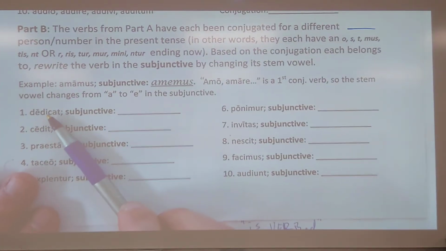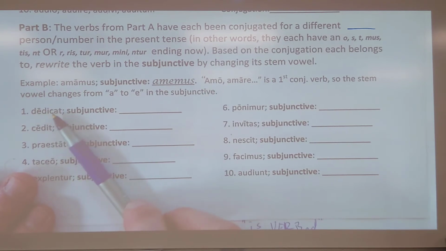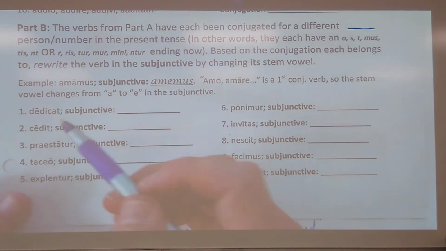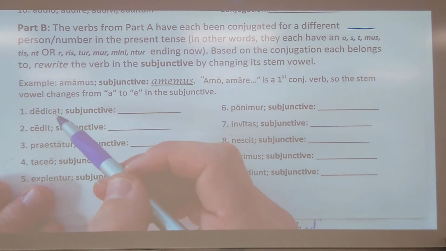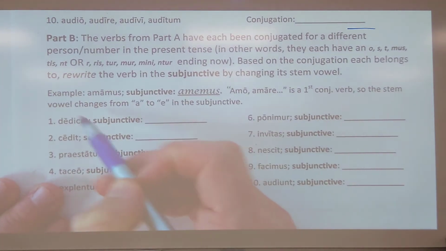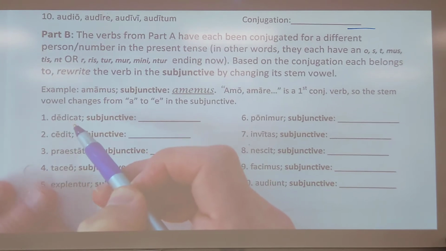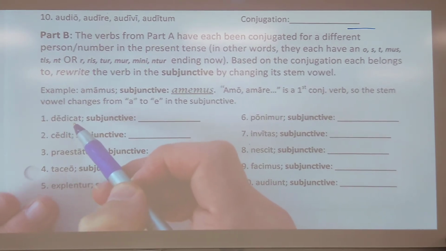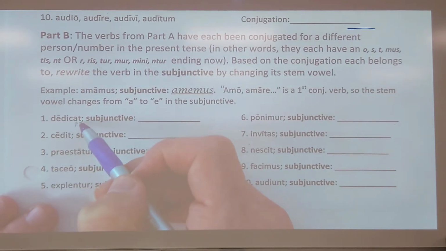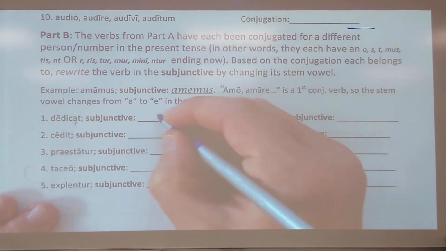Okay, so we see our first verb is dedicat. This is in the indicative mood. We're going to make it subjunctive. Remember, the only thing that changes in the present subjunctive is your stem vowel, based on this. So in other words, most of the time, you can kind of cheat and just look at your conjugated verb here. And if it's first, second, or fourth conjugation, really you can just look at the vowel that you have here already right before the ending. And since it's dedicat, we know we're going to change it to dedicet.